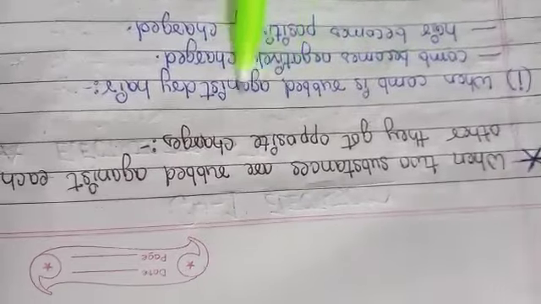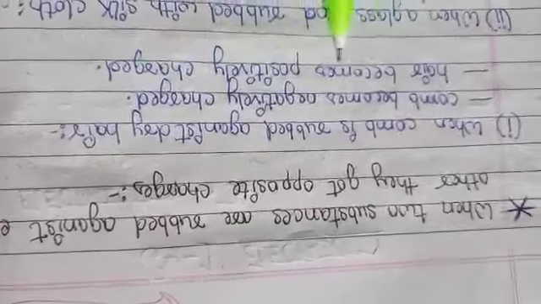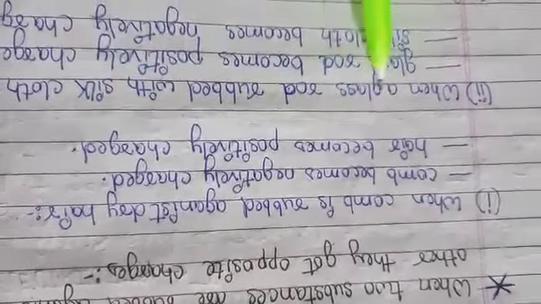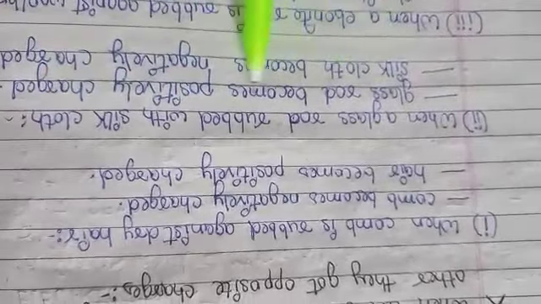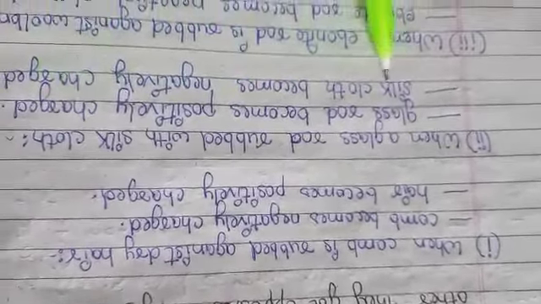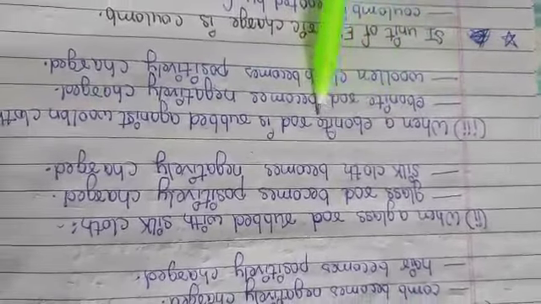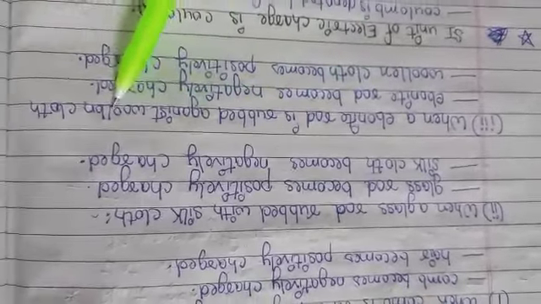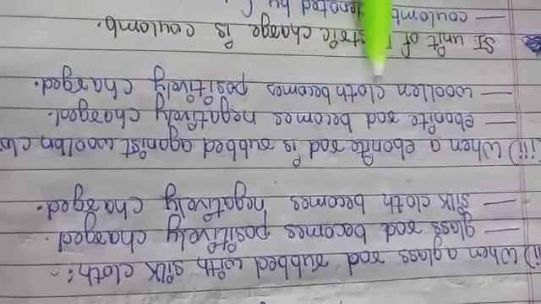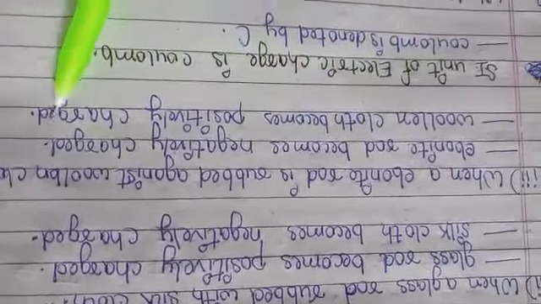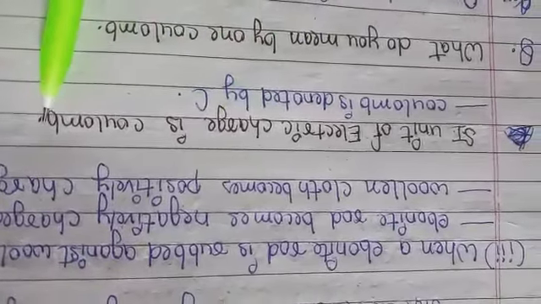When a comb is rubbed against dry hair, the comb becomes negatively charged and hair becomes positively charged. When a glass rod is rubbed with silk cloth, the glass rod becomes positively charged, and the silk cloth becomes negatively charged. Third, when an ebonite rod is rubbed against woolen cloth, the ebonite rod becomes negatively charged and the woolen cloth becomes positively charged. Now, the SI unit of electric charge is Coulomb.